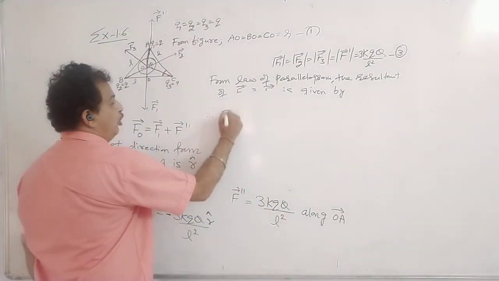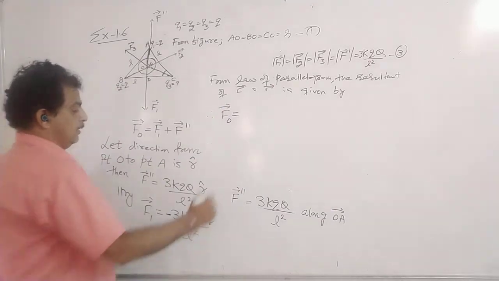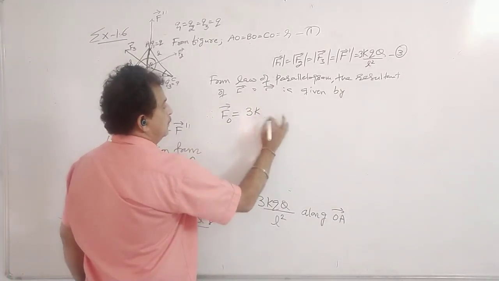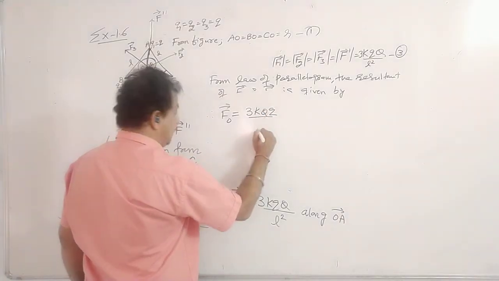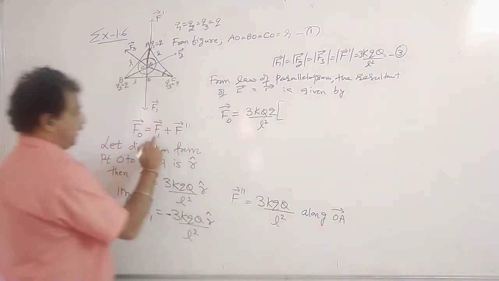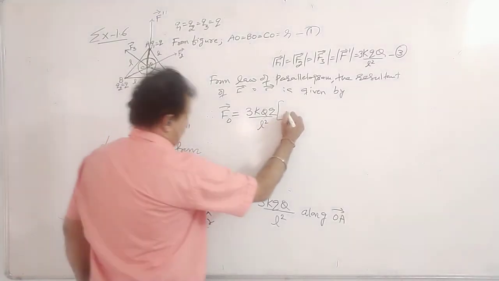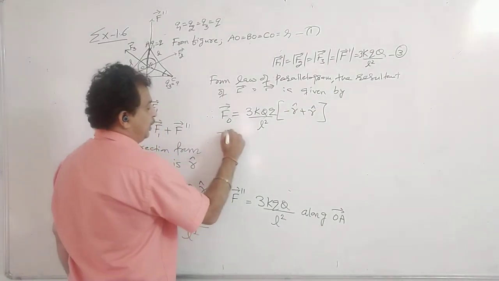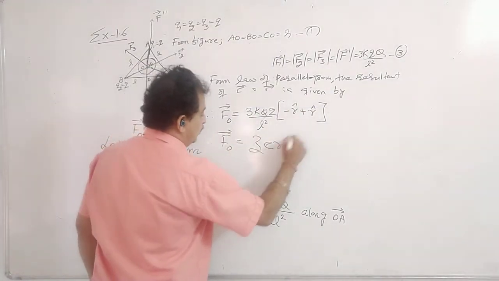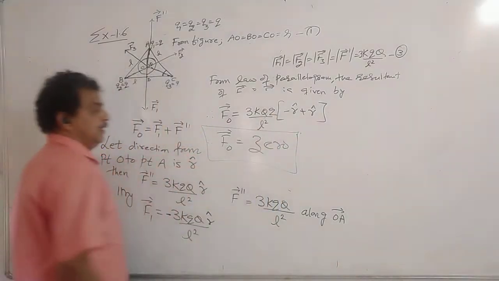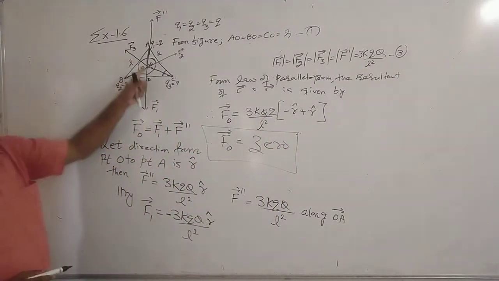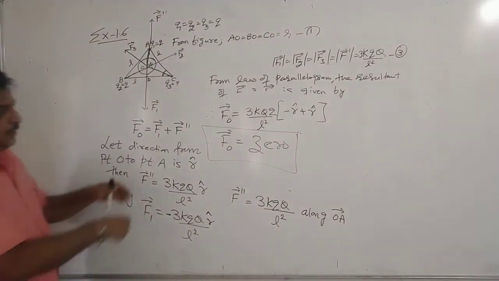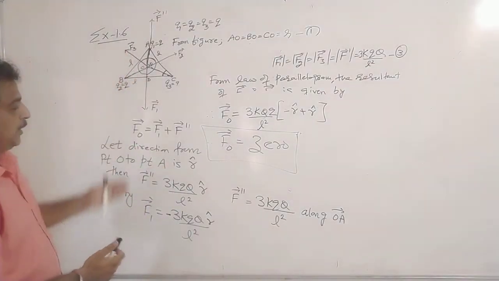Therefore, F naught is equal to 3kq capital Q small q upon L square. Now within the bracket, I am using this, so this is minus r cap plus r cap, which is 0. So F naught is equal to 0. So the resultant force acting on the charge at the centroid is 0. This is how we have to do such sums.